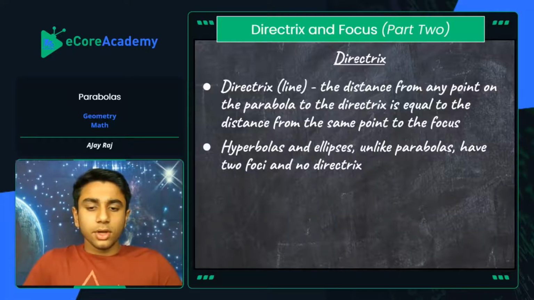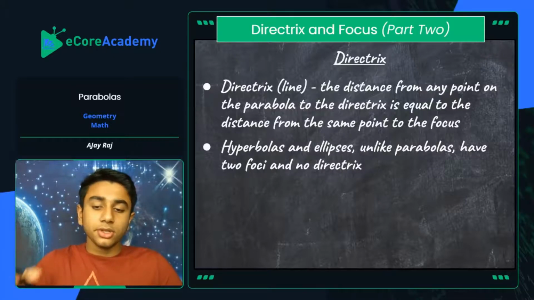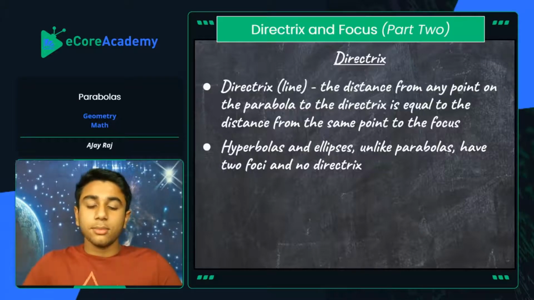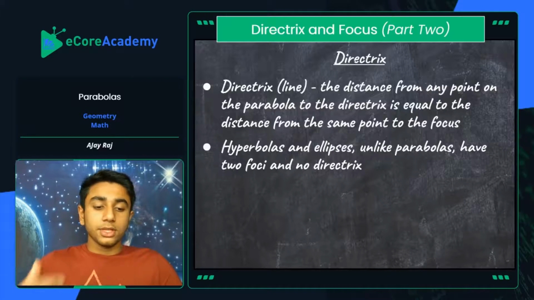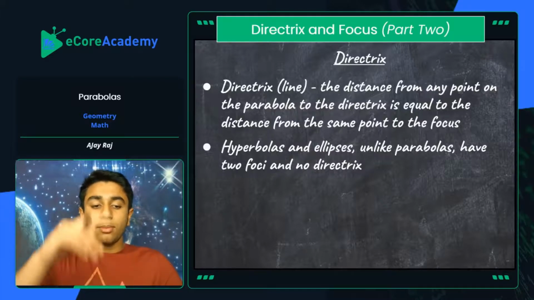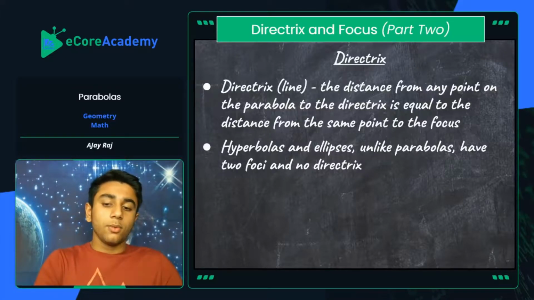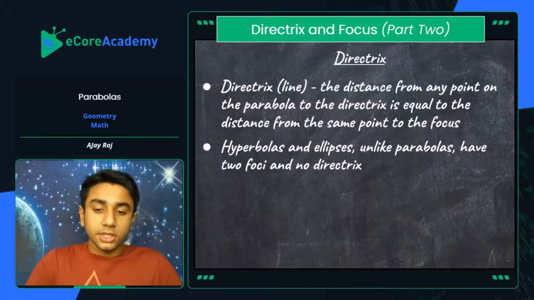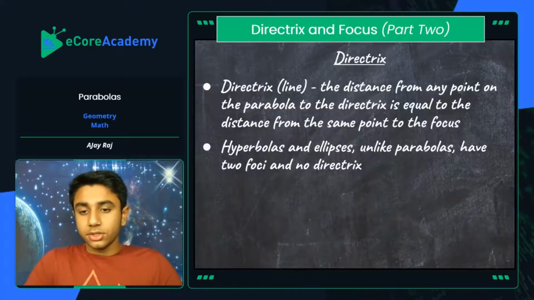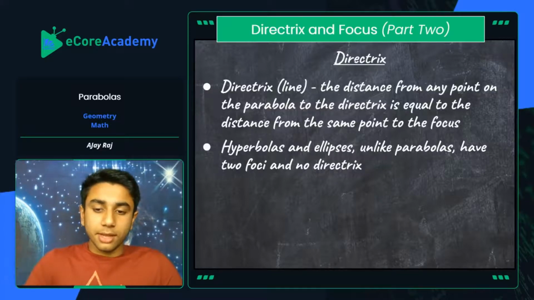And just as a little recap, don't worry if you're still confused. I'm going to go through an entire problem about this. But just to put this out there, hyperbolas and ellipses, which are other types of conic sections, have 2 foci and no directrix. That's because they're basically doubled up and they kind of resemble circles. A hyperbola is basically a double parabola, one on top, one below. And an ellipse is basically your oval shape.